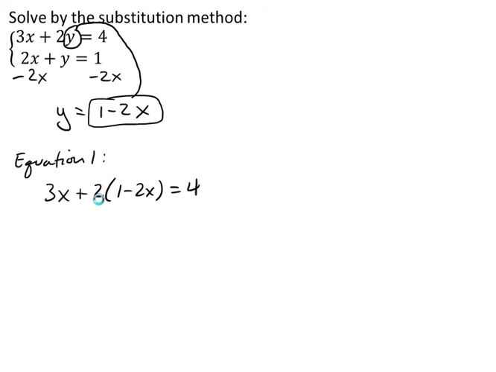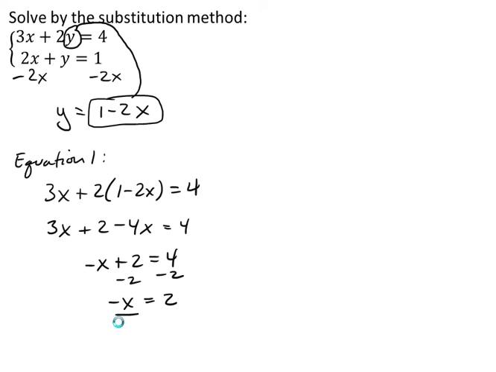So the benefit of doing that is that now this equation only involves one variable, x, instead of both the x and the y. So we're going to go ahead and distribute the 2 and combine like terms. So we've got 3x minus 4x, that's negative x. Then we can subtract 2 from both sides. Get negative x equals 2, and divide by negative 1. And we get x equals negative 2.